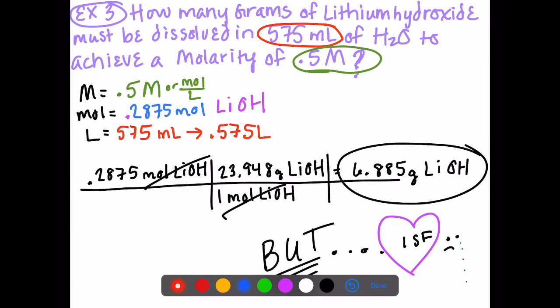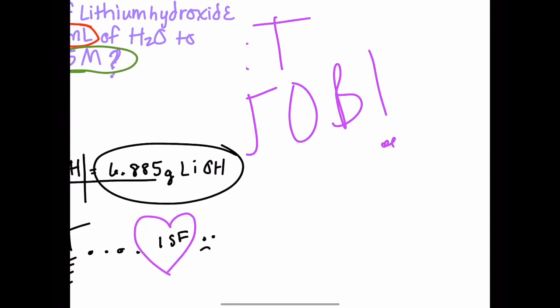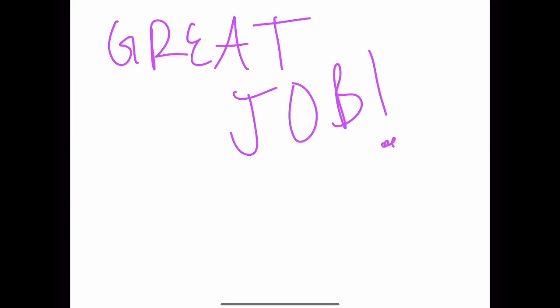So 0.2875 moles of lithium hydroxide. The formula weight of lithium hydroxide is 23.948. You multiply them together. Wow, great job.